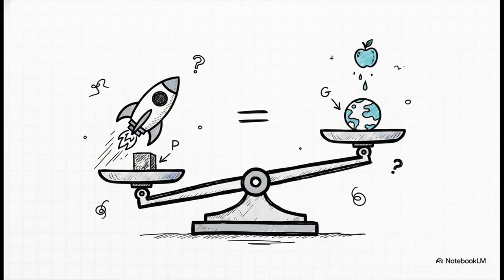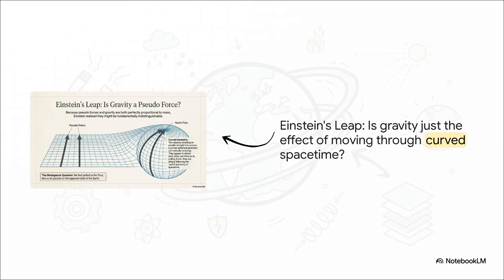But here's the kicker. Here's the big clue. Pseudo-forces have a telltale sign. The force you feel is always perfectly proportional to your own mass. A bigger person feels a bigger push. Wait a minute, does that ring a bell? There's one other famous force that works exactly like that, and that's gravity. And that little clue, that's what led Einstein to arguably the greatest leap of imagination in human history.